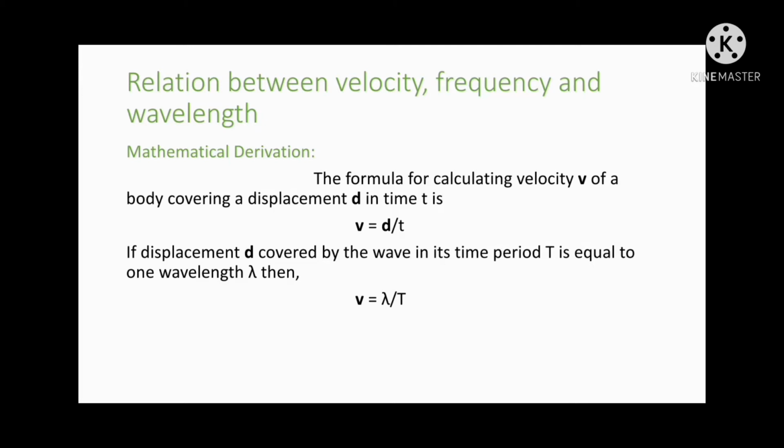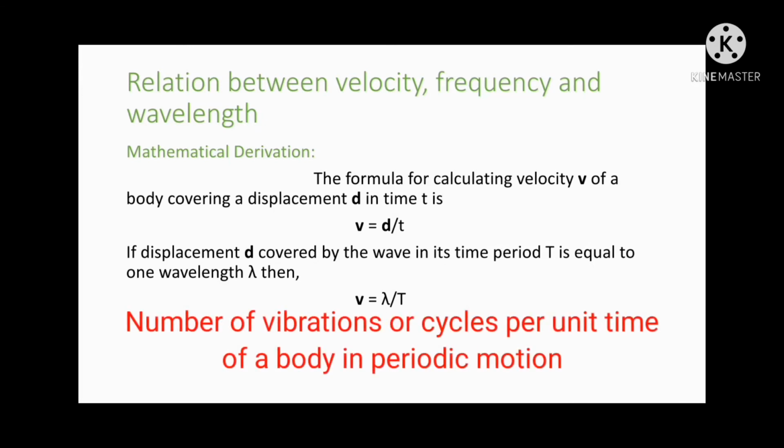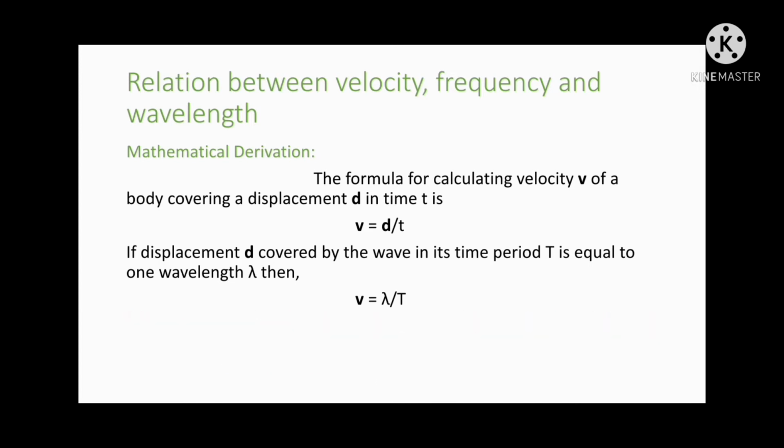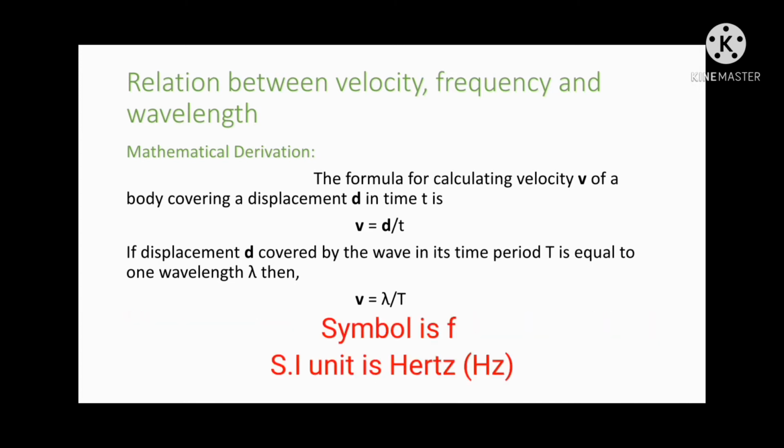If we talk about frequency, then frequency can be defined as the number of vibrations or cycles per unit time of a body in periodic motion. Its symbol is F and its SI unit is Hertz.